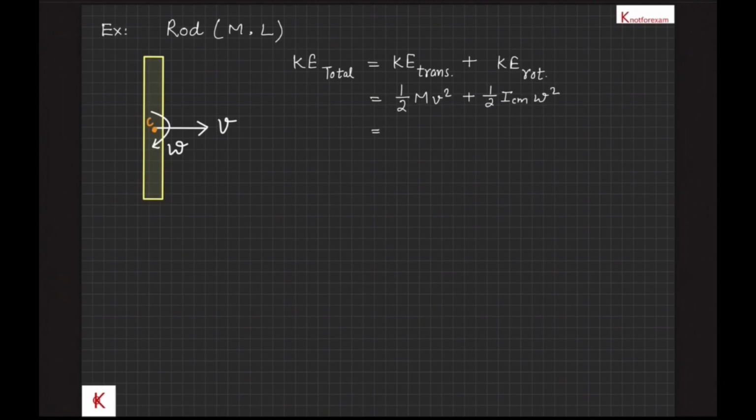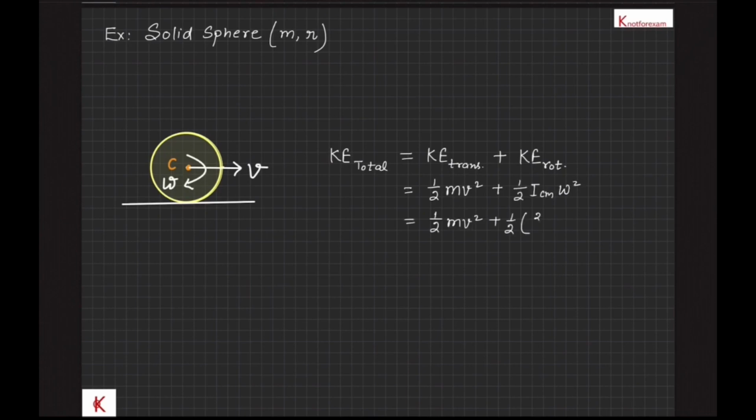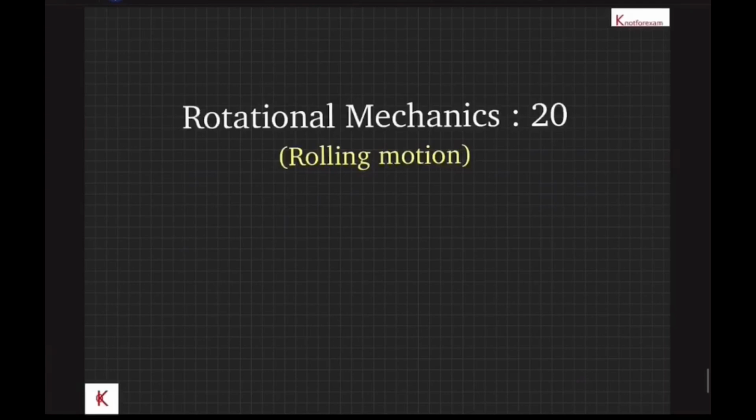Let's see another example. A uniform solid sphere of mass m and radius r is rolling. Velocity of its center of mass is v and angular velocity is omega. Therefore, total kinetic energy is equal to translational kinetic energy of center of mass plus rotational kinetic energy about center of mass axis, that is half mv square plus half I_cm into omega square. And we are going to talk about rolling motion.